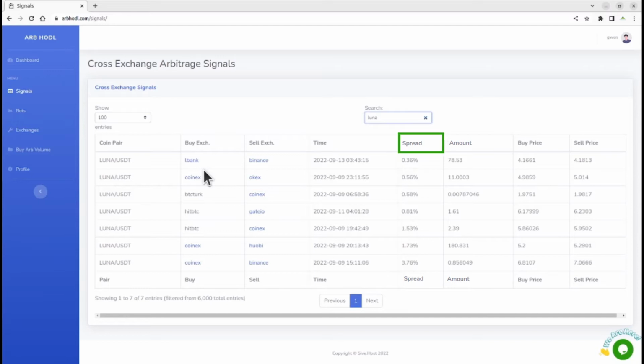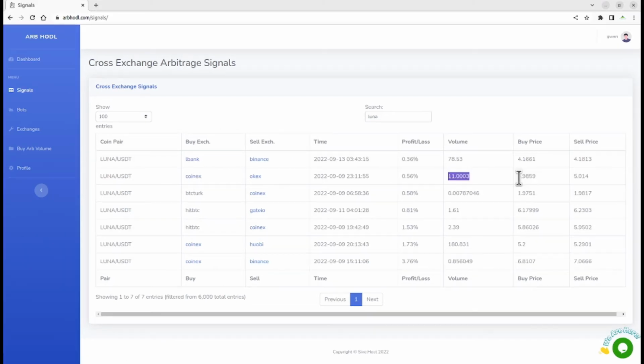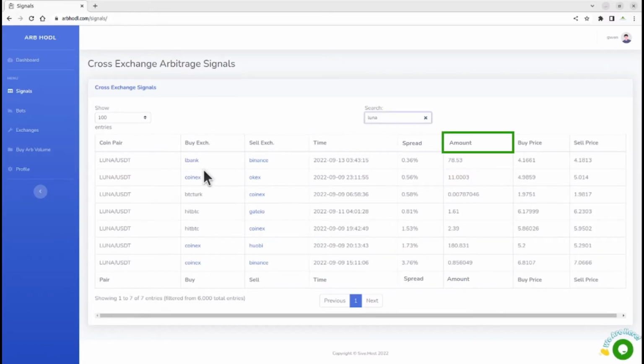The next column, the fifth column, is the price difference column in percentage. In this case, for our second row, it is showing an arbitrage opportunity of 0.56% Luna price difference on the USDT buy price at Coinex and the USDT sell price at OKEx, for a volume of 11.0003 Luna. This volume was possible between the two exchanges when the bot checked at the time it checked. This volume is seen on the volume column, which is the sixth column.